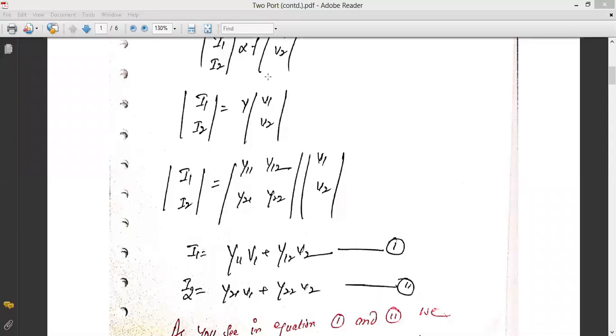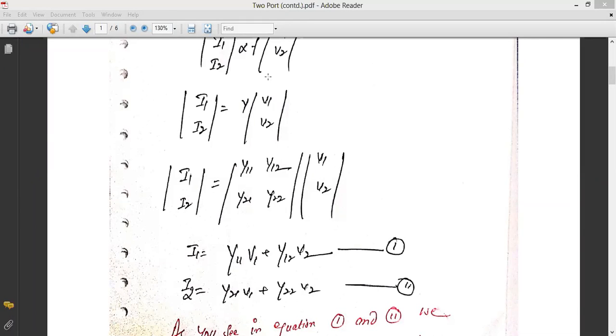Now you can see that in equation number 1 and equation number 2, the voltages are the same signal. In equation number 1, V1 is the input voltage and V2 is the output voltage. Similarly in equation number 2, again V1 is the input voltage and V2 is the output voltage.